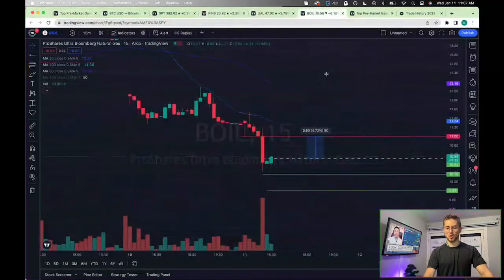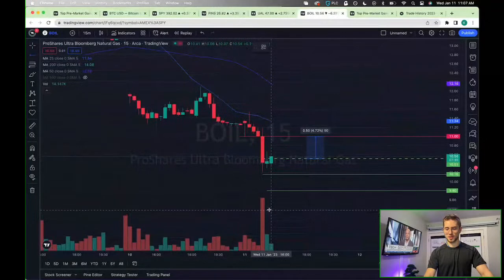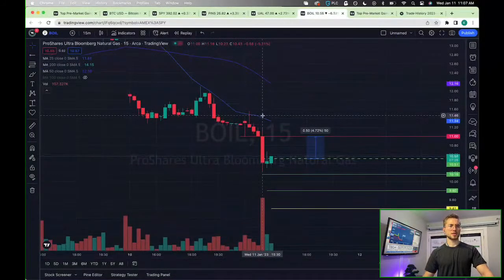In terms of Boyle, we've got at least two add levels down here, 10.16 and 9.80, and then a third one would be around the 9.41 level. Okay, so that sums it up for the trades.